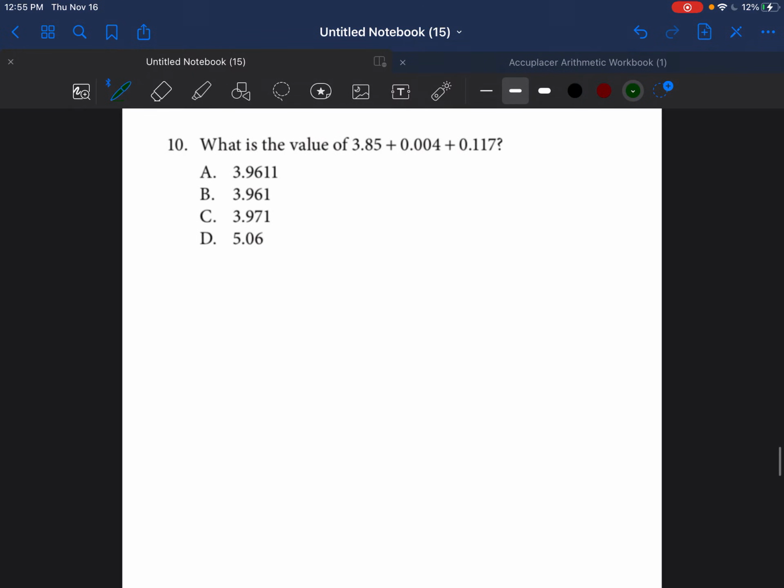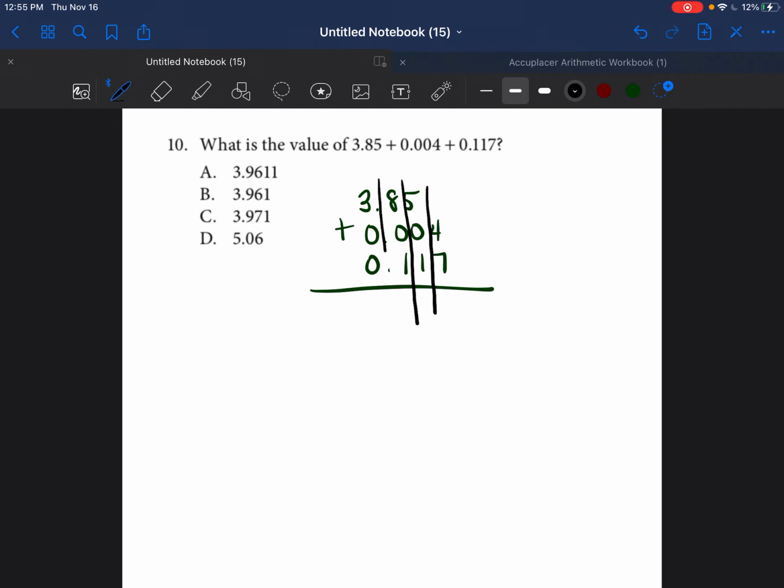Problem number 10. What is the value of 385 plus 0.004 plus 0.117? I did my best to line everything up. Maybe a little bit angled improperly, but that's okay. Okay, so I'm going to put my decimal place back in the answer, and let's go ahead and add them.